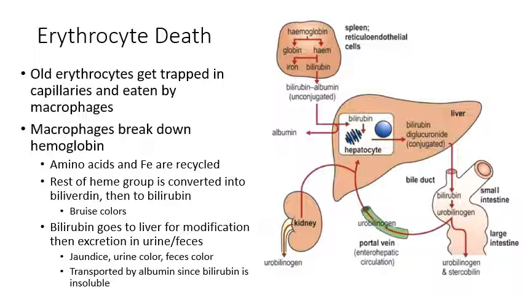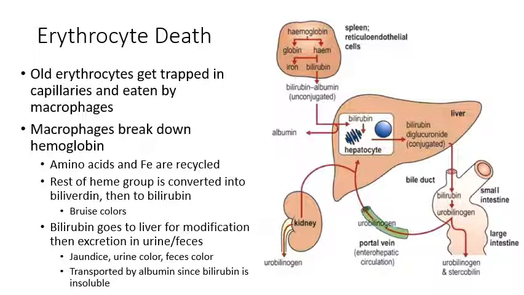So you don't need to know the names of these degradation products of heme in detail. Just know that their colors are responsible for the colors of a lot of different things in your body, for the feces, for the urine, and for your bruises.